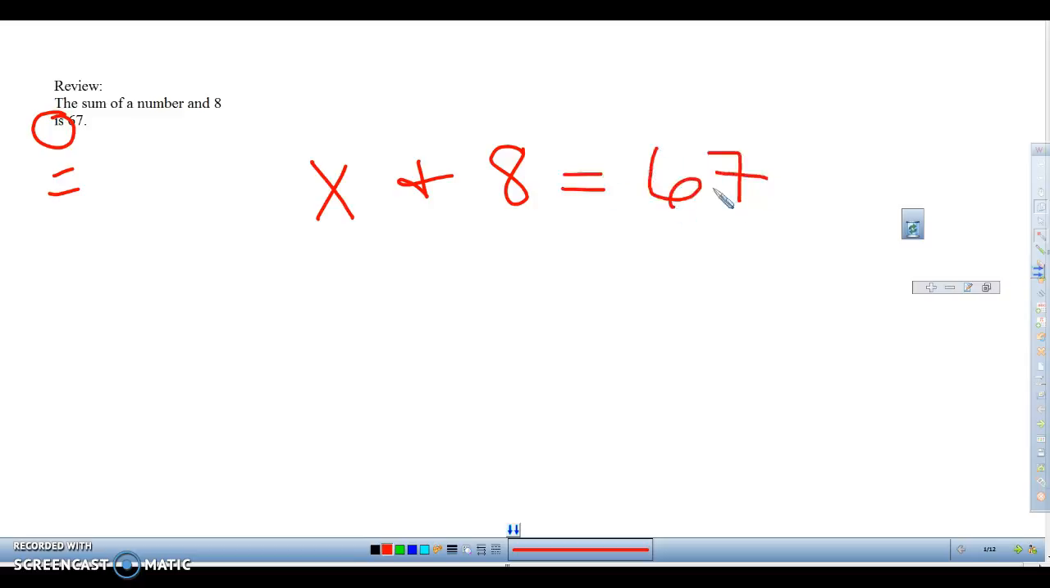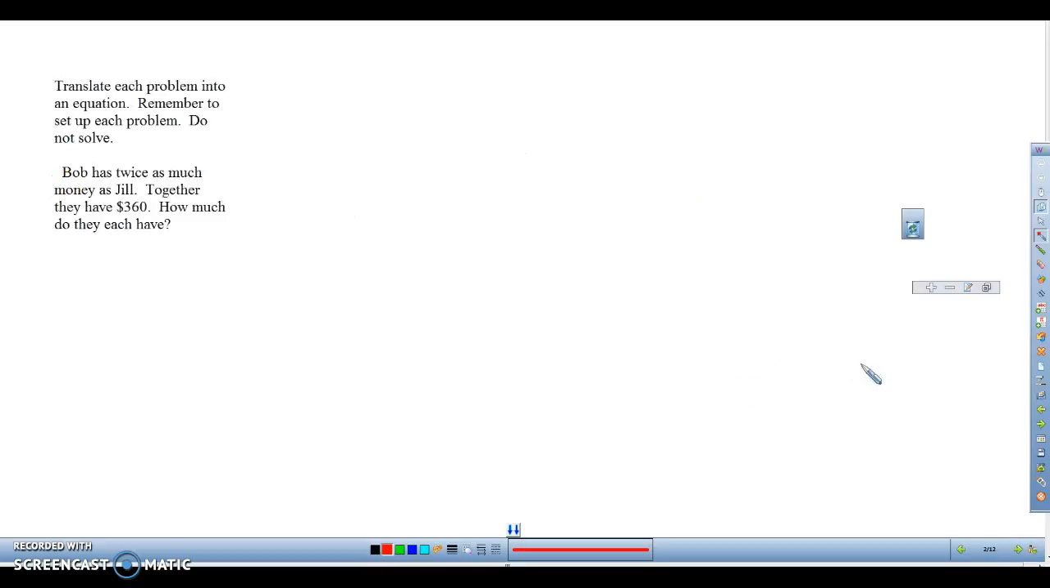I am not solving anything right now. I am just writing equations. And you'll see that on our first problem. We're just translating the problem into an equation. We're setting it up. We are not solving.